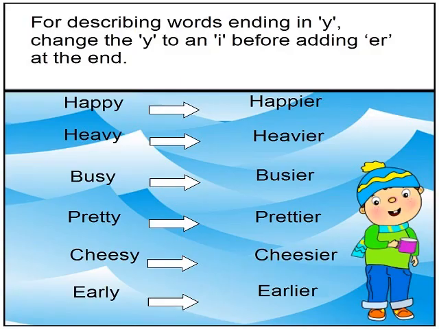Now, for some words which end with Y, the Y changes to I before adding ER. So this is a third type, like for happy, we get happier. So we removed the Y, you add an I and then add ER. Heavy, heavier. Similarly, Y is replaced by I and then you add ER. Busy, busier. Pretty, prettier. Cheesy, cheesier. Early, earlier.